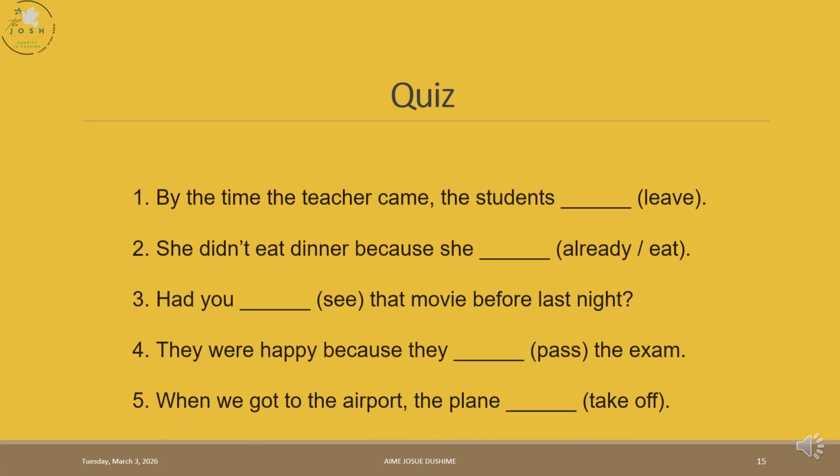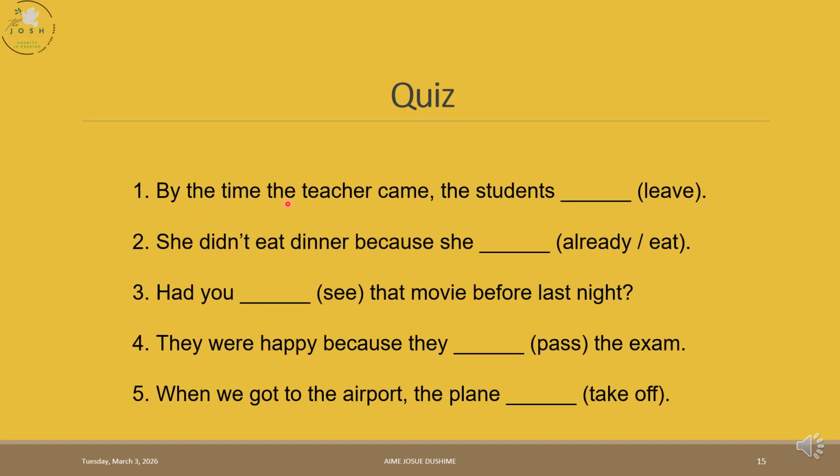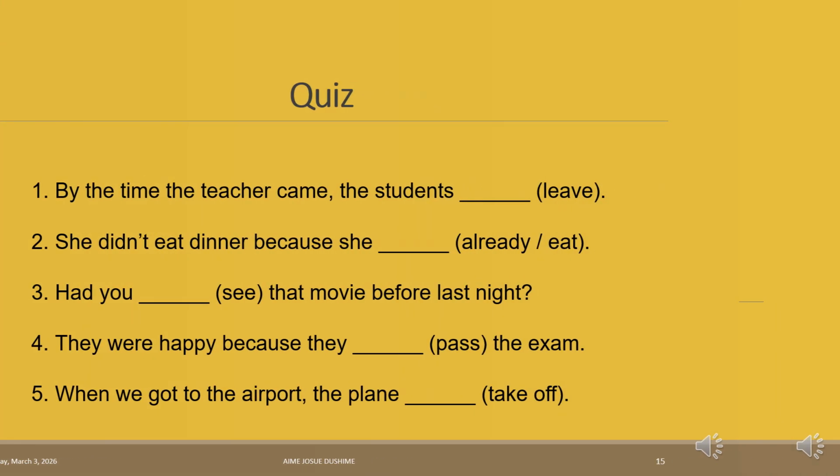Let's do this quiz. By the time the teacher came, the students dash dash. She didn't eat dinner because she dash dash. Remember, you have a time word and verb. Use all of them. Had you dash dash that movie before last night? They were happy because they dash dash the exam. When we got to the airport, the plane dash dash that. So you're going to choose the right answer for that.